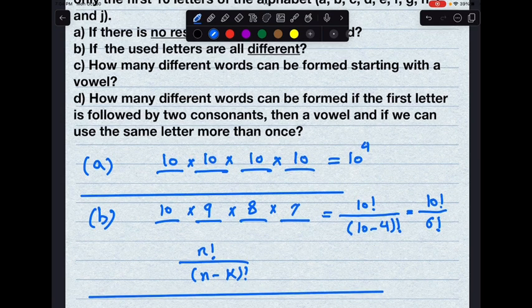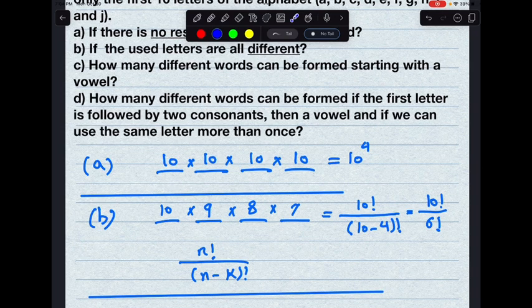Part C. How many different words can be formed starting with a vowel? Here we're going to find different words, but they didn't say anything about repetition. That means we have repetition. A letter can be used more than once.